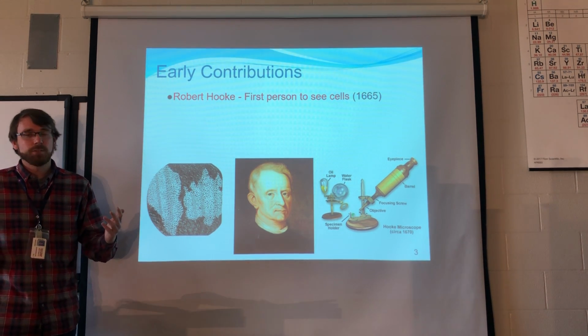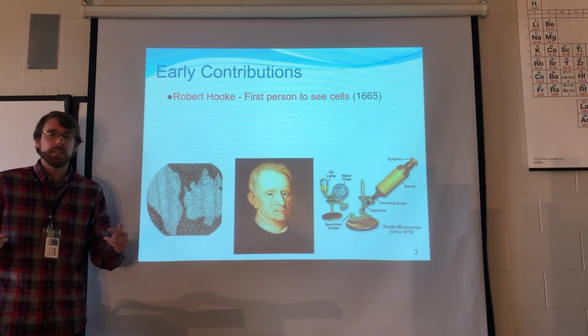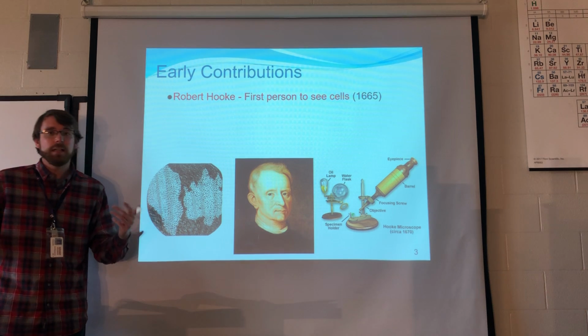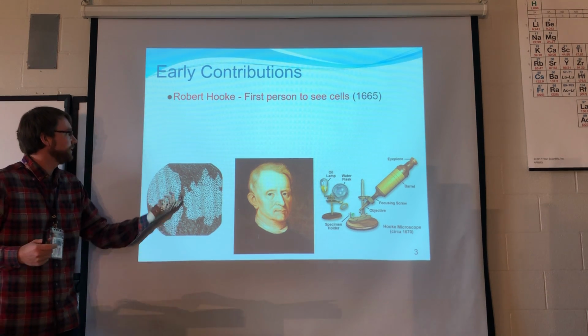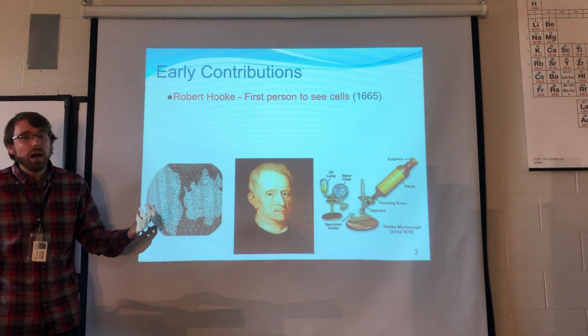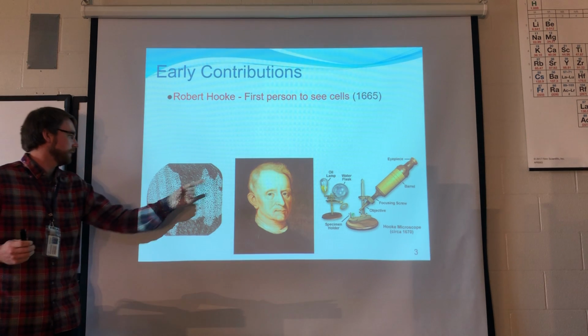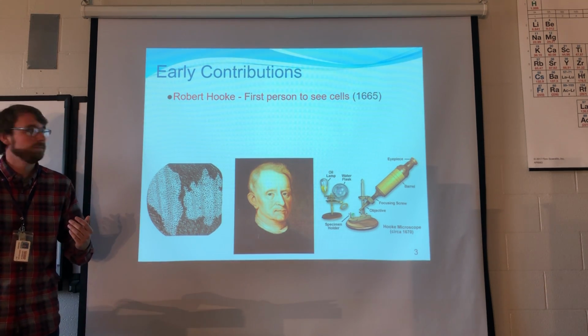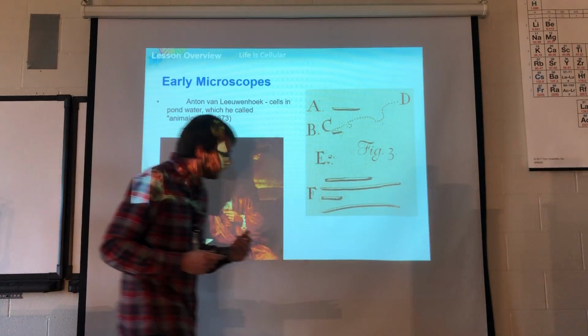All the little boxes reminded him of the rooms that monks and nuns lived in at monasteries and convents, so he called them cells. So that is why the cell is called a cell. It's because Robert Hooke thought it looked like the room that a monk or a nun lived in.